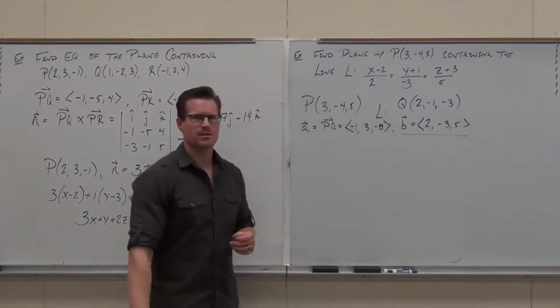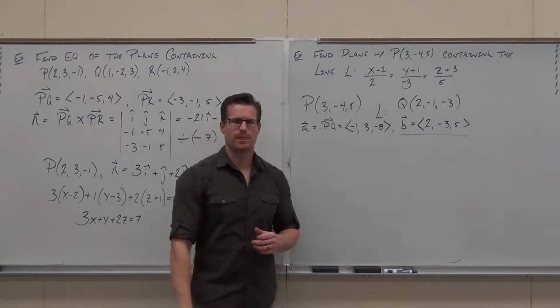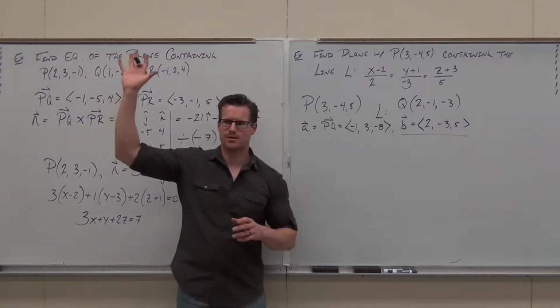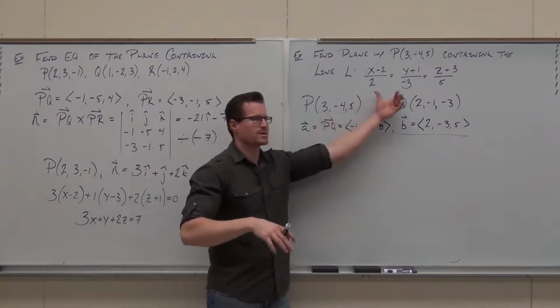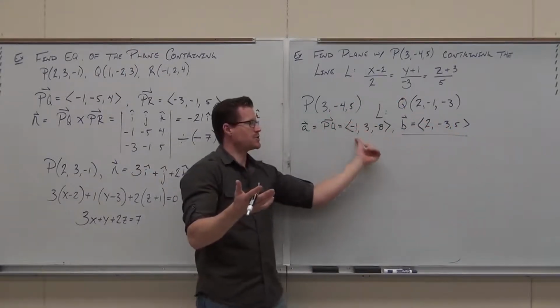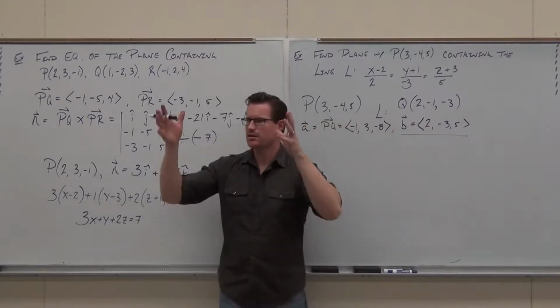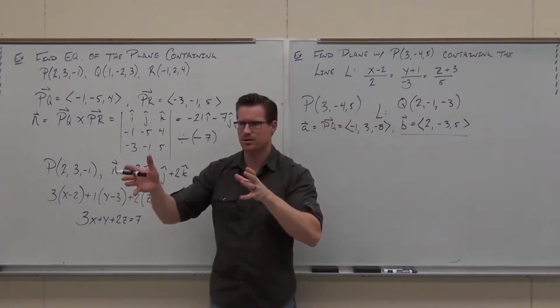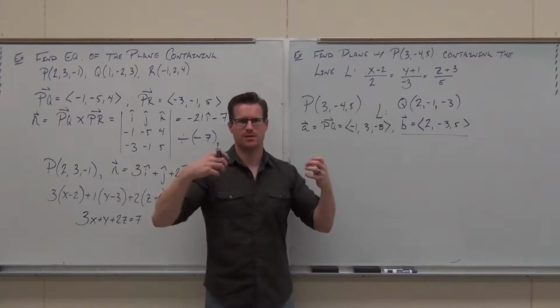-1, 3, -8? Yes. Cool. Show of hands, feel okay with the thought process so far? So we had a couple points, find a vector. We were given a vector in the plane, no problem. Now I have 2 vectors that are in the plane. Are you still with me? What is your next step?